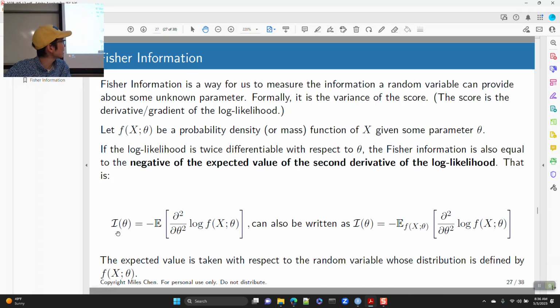So this I of theta is the Fisher information of theta. We can say it is the negative of the expected value. Basically I've got the second derivative of the log likelihood function, and we're going to take the negative expected value. The expected value is taken with respect to the random variable x, and the distribution of x is defined by f of x, theta.